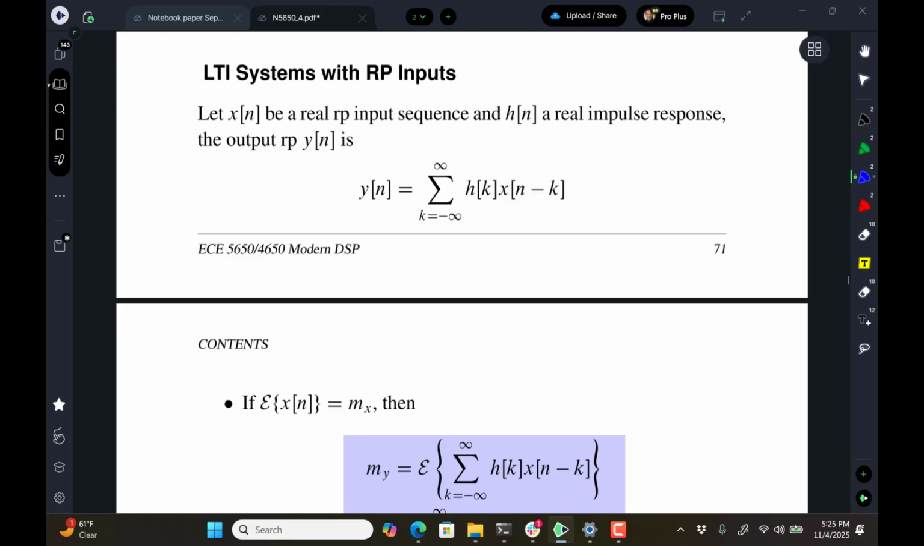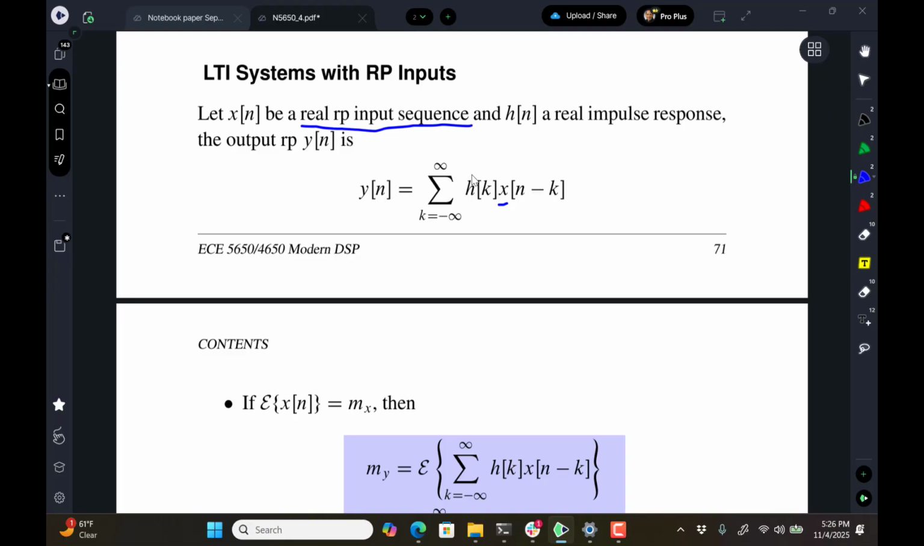Okay, so the last thing we're going to do before we get into an applications area will be, what about random processes going through linear time invariant systems? So suppose we have this X, a random process input sequence. It's going to go through a filter with impulse response h of k. It's going to produce an output y of n.